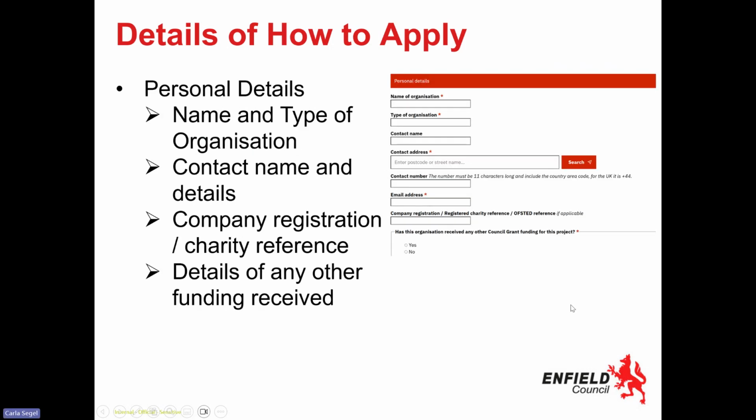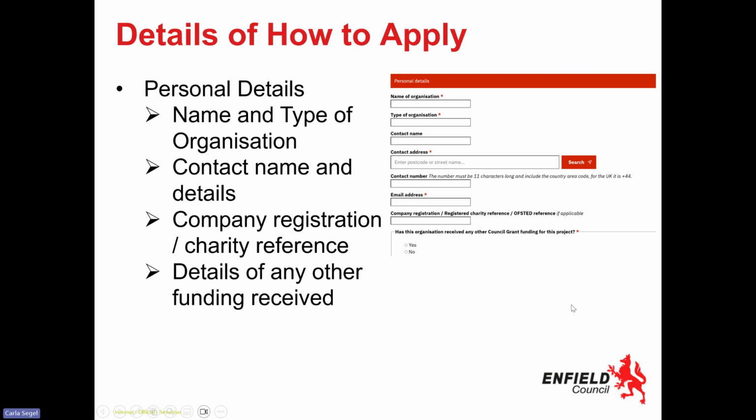So the personal details first. You'll be asked the name and the type of the organisation. So again, this is your name or the secretary's name of the company. The type of organisation, is it a charity? Is it a community interest group? The contact name and details of the person applying, so we can liaise with you if we need to. So this is your email address, the address of your organisation, and a telephone number.